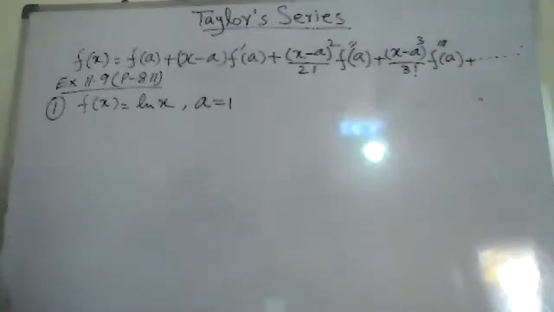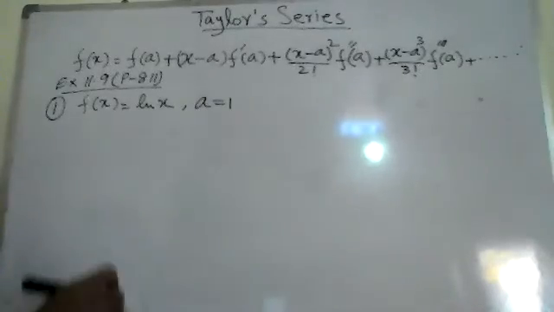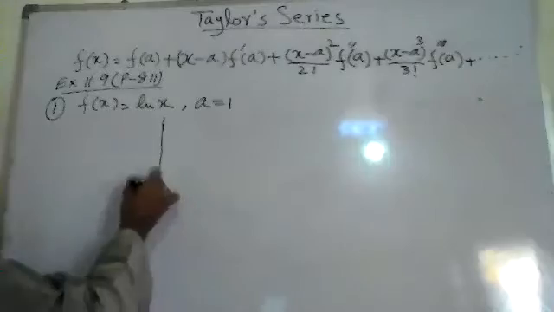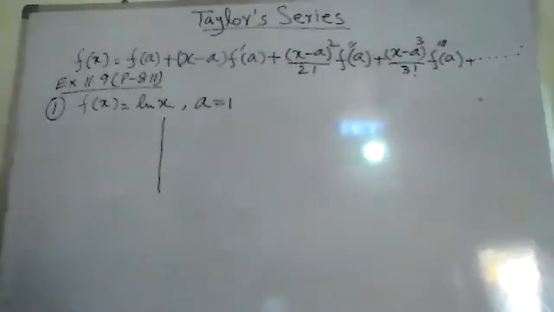So first of all, we will make two columns. One for the functions and one for the value at a.